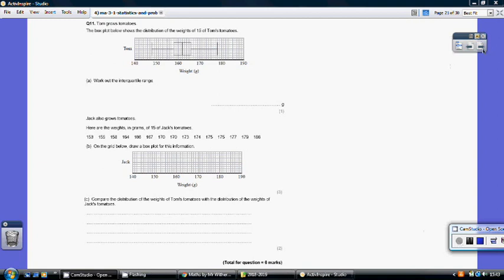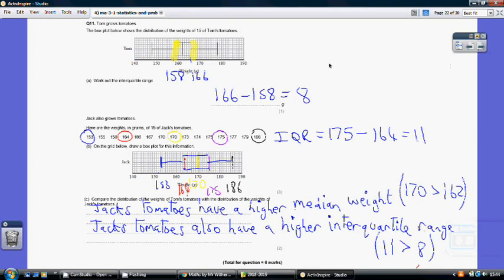Question 11, part A. The interquartile range is the upper quartile, take away the lower quartile. So where the rectangle ends, take away where the rectangle begins. So 166 take away 158, which is 8. Now for part B, let's just break this data up.